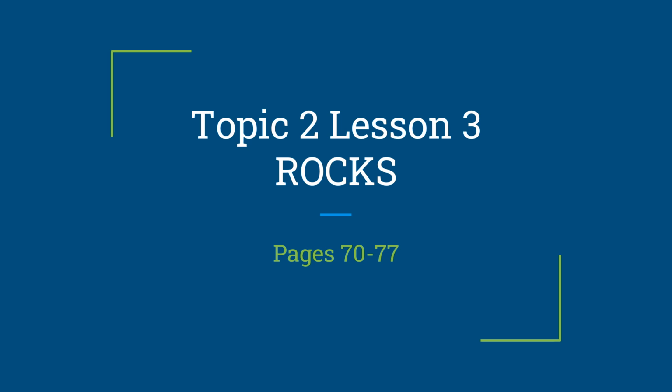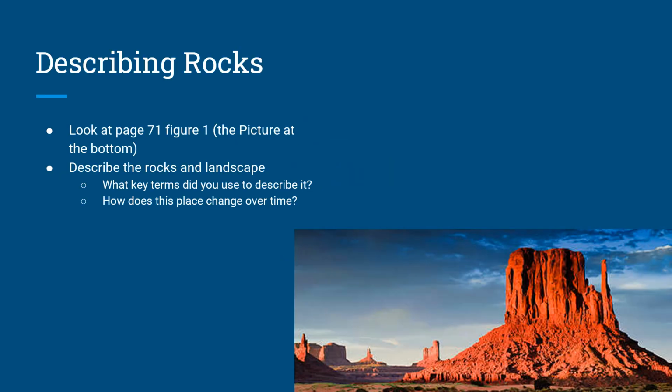So now we're going to go ahead and start topic 2, lesson 3, which is rocks, and it can be found on pages 70 through 77 in your textbooks. All right, so describing rocks. We're going to look at page 71, figure 1, or the picture at the bottom of the screen. And we're going to go ahead and describe the rocks in the landscape.